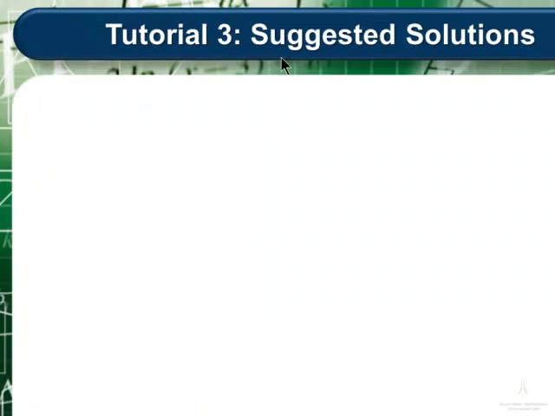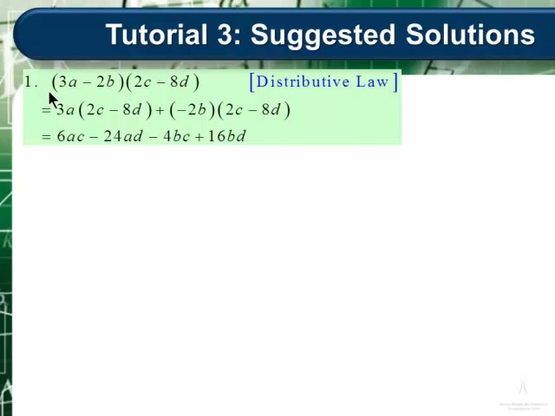Let us have a look at the suggested solutions for tutorial 3. In the first problem, we had to multiply two binomials together using the distributive law, and in this case we choose to have the binomial 2c minus ad as a unit to be multiplied across from the right hand side distributively across the binomial in the brackets on the left hand side.